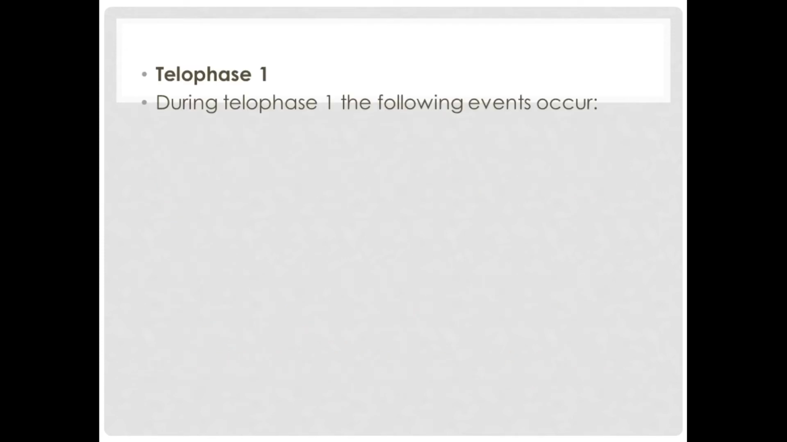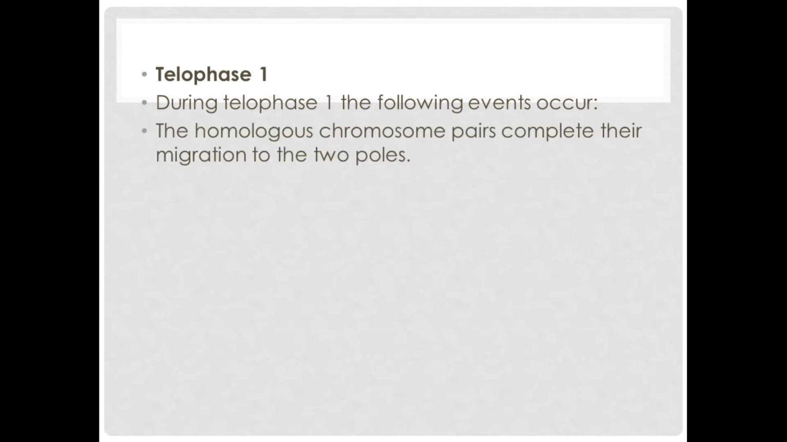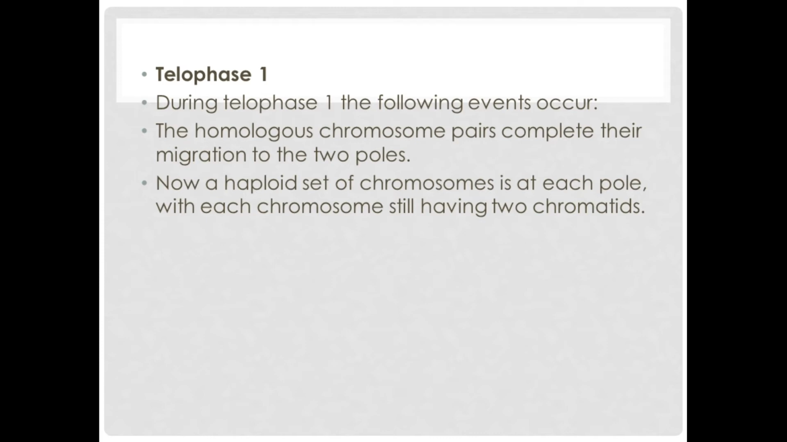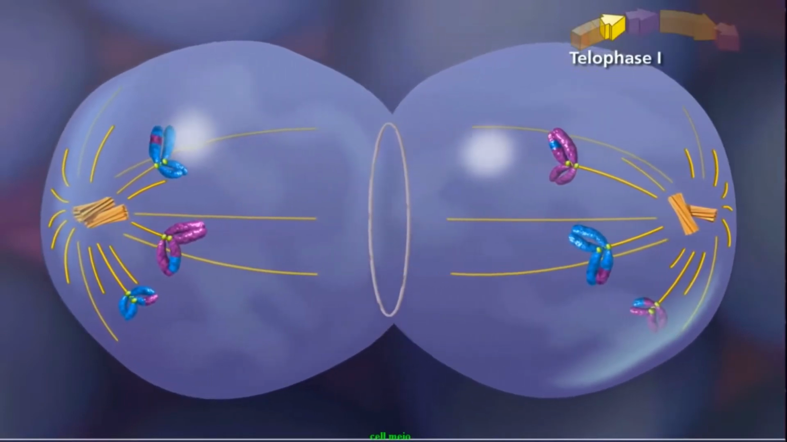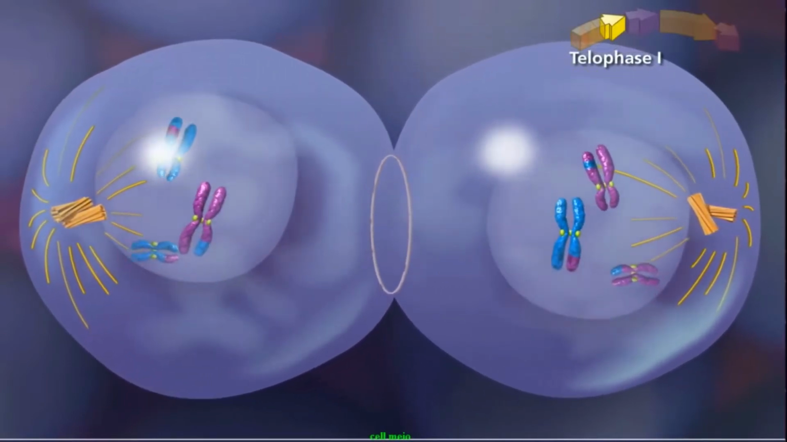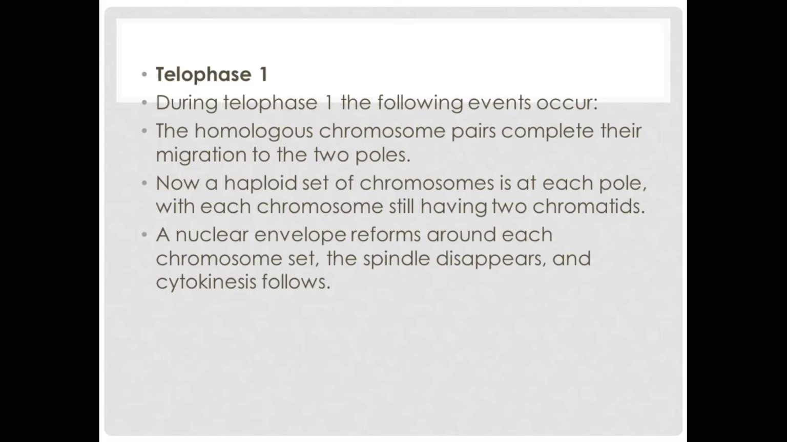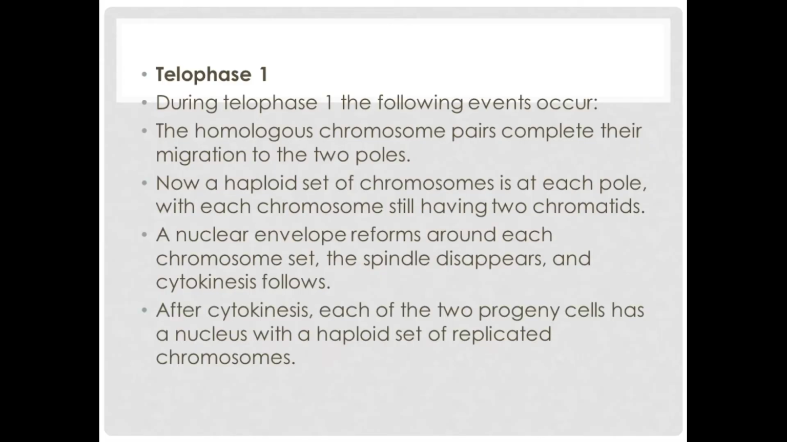Now let's take a look at telophase I. During telophase I, the following events occur. The homologous chromosome pairs complete their migration to the 2 poles. Now a haploid set of chromosomes is at each pole, with each chromosome still having 2 chromatids. A nuclear envelope reforms around each chromosome set, the spindle disappears, and cytokinesis follows. After cytokinesis, each of the 2 progeny cells has a nucleus with a haploid set of replicated chromosomes.